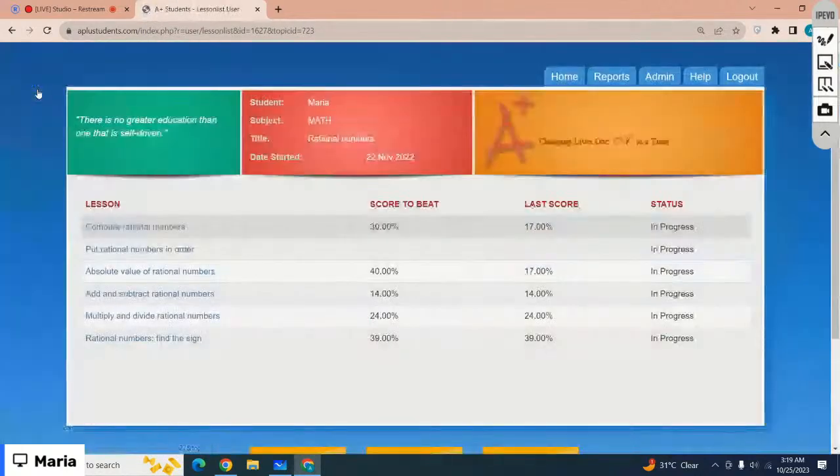Okay, you can complete the lesson by yourself later today. Let's just move on to the next lesson. The next lesson is add and subtract rational numbers.